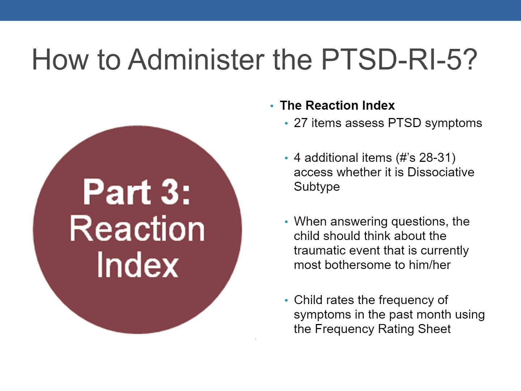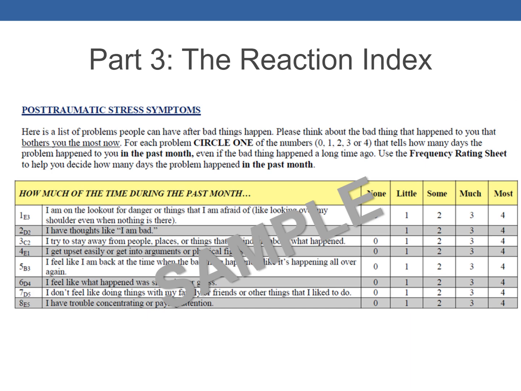As previously mentioned, the client should be instructed to complete this section with the trauma experience that they identified as most bothersome in mind. The items in this section are rated according to frequency. That is, how often an item has occurred for them in the past month. This visual shows what some of the items in answer format look like from the reaction index. As you can see in the instructions, clients are instructed to consider their most bothersome event and rate the frequency of each item for the past month.